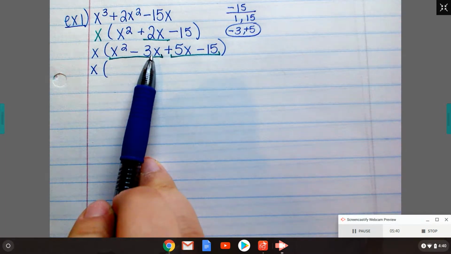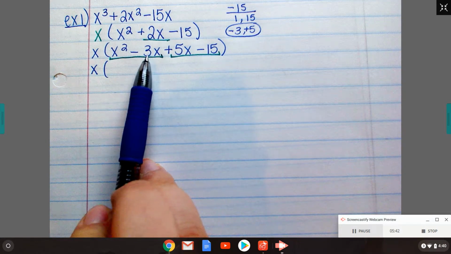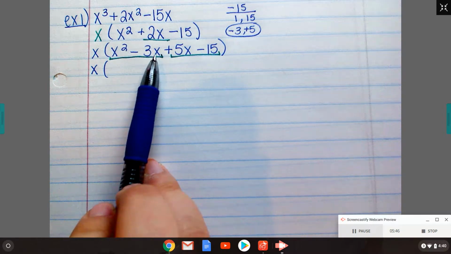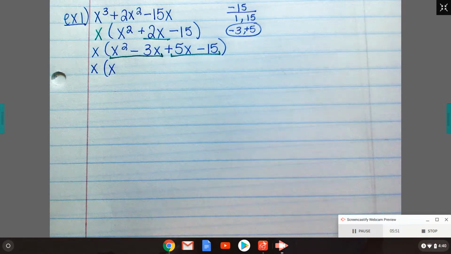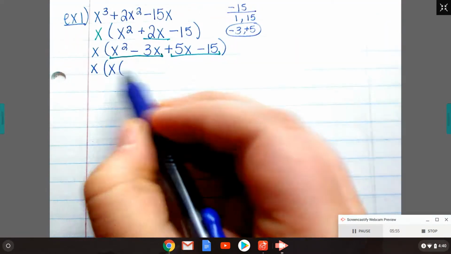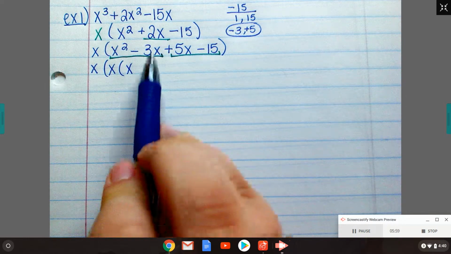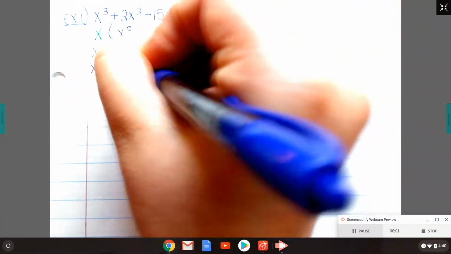My first two terms, what's in common? Let's see, I've got a 1 and a 3. No greatest common factor there. And then I've got degree 2 and degree 1, so I can pull out at least degree 1, so x to the first. What's left on the inside? I've got x times what is x squared? I need another x. And x times what is 3x? So I need a -3.